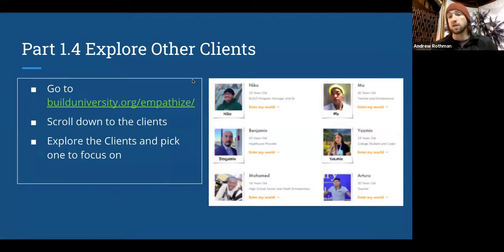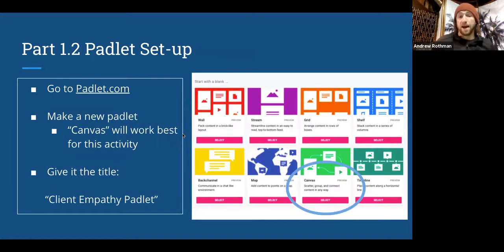We took some time to explore some clients. We had 6 different options. I started off just modeling with Nico, and what's really cool is people picked all 6 clients, so all are represented. We are building for real people, and it was pretty well spread out. People obviously took time to learn about their clients and picked a client to focus on. That's really, really cool. We did a client empathy Padlet.